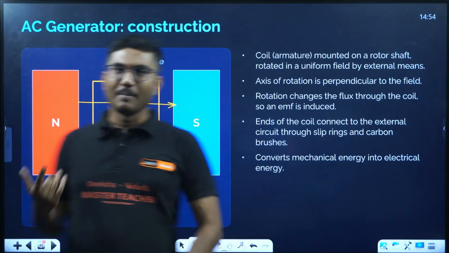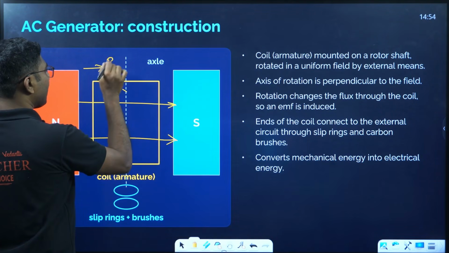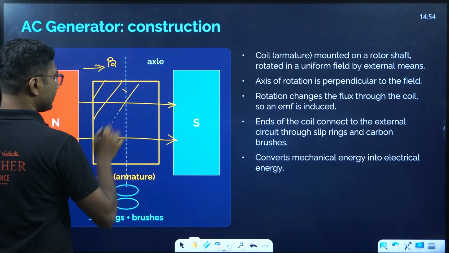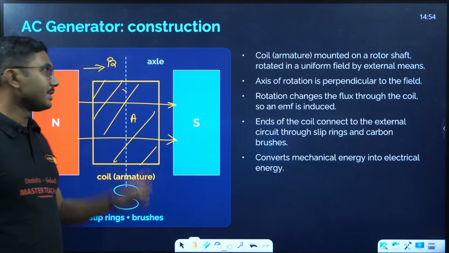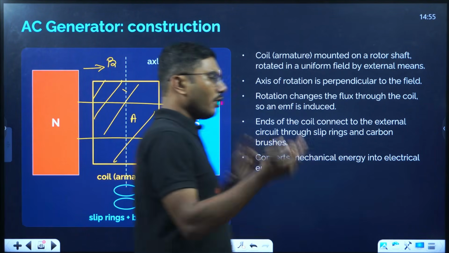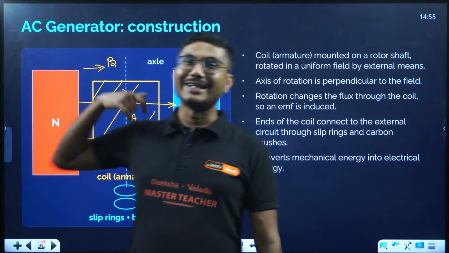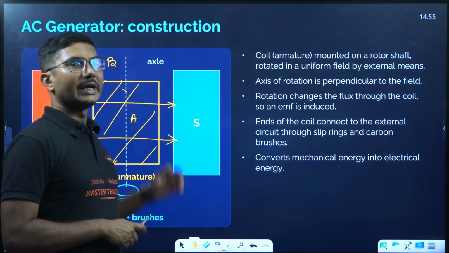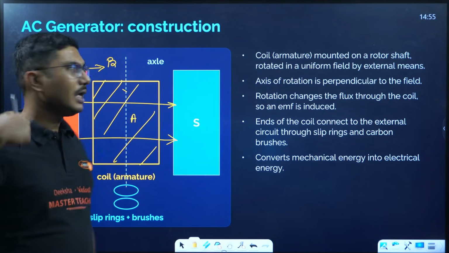What is flux? Magnetic field into area. So the magnetic field, say given by B, and the area of this, say A, then the maximum flux linked with this is B into A, and the minimum flux linked is 0. So based on the speed, how fast it is rotating, we will get an induced EMF. That induced EMF we can use in our day-to-day life.